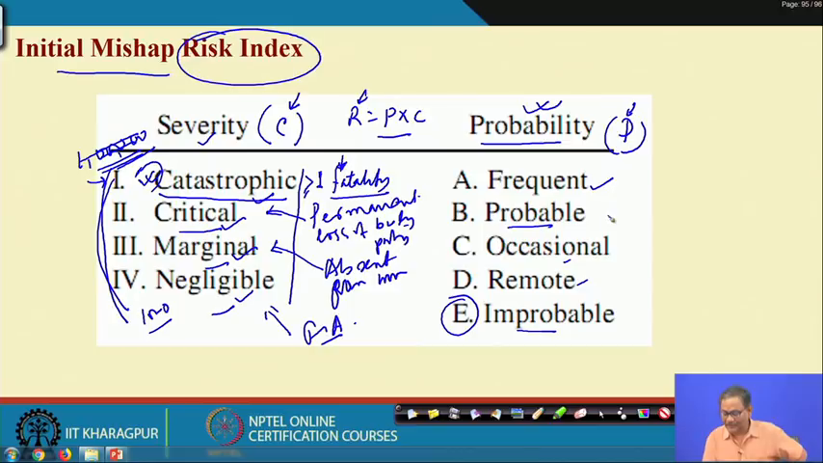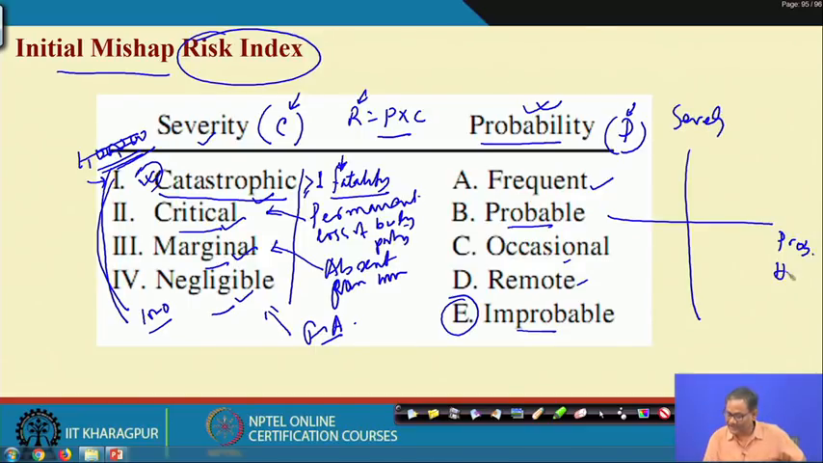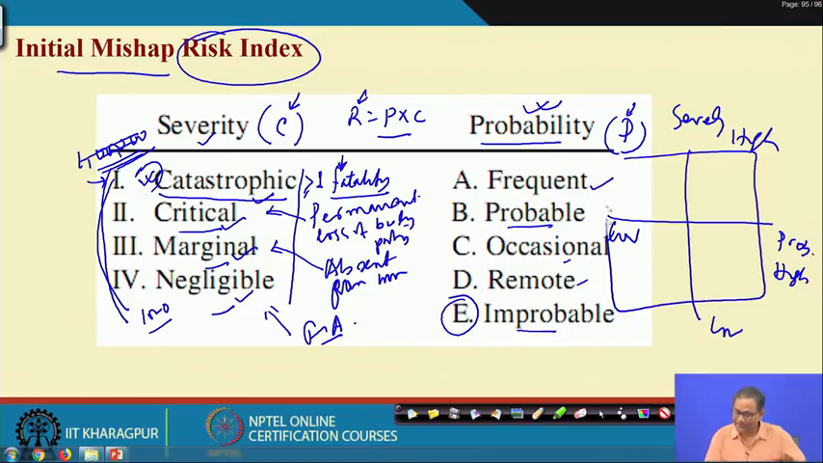The principle is like this: if this is my probability and this is my severity, and this is high and this is low, then high probability and high severity means catastrophic and frequent, impossible. This quadrant is big 0, it is impossible. If your system is having this, that means it is not workable, people cannot work here.